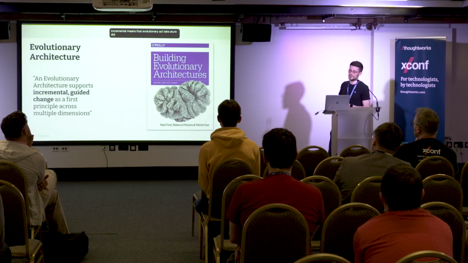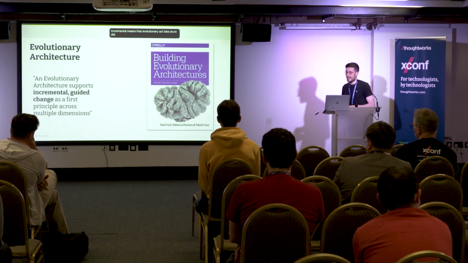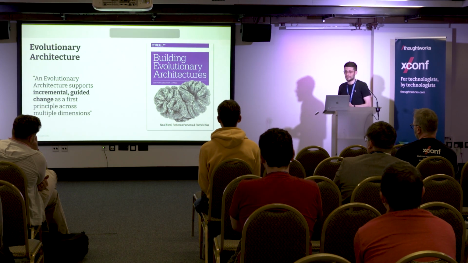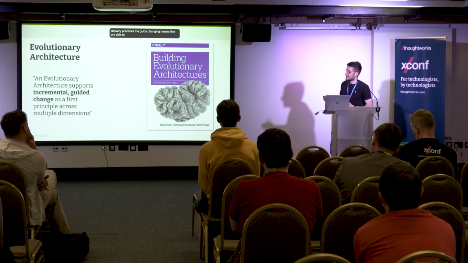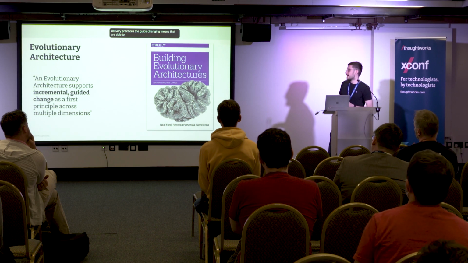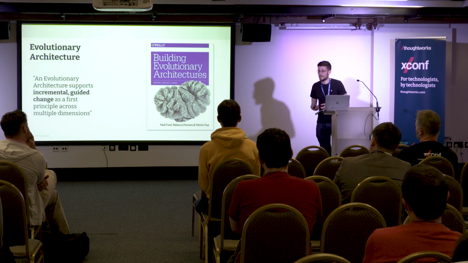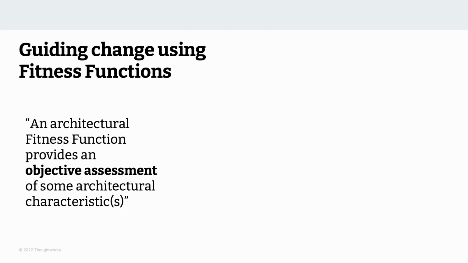And the guided change part means that evolutionary architectures are able to preserve architecture characteristics that matter to you while the system is evolving. And they can do that by leveraging a concept from genetic algorithms and evolutionary computing that is called fitness function. A fitness function is an objective indication of an architecture characteristic that matters to you.